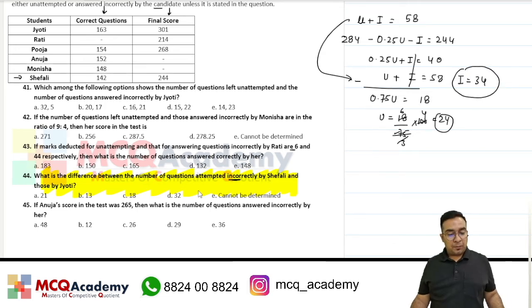ज्योति के लिए नंबर हम लोग पहले ही कैलकुलेट कर चुके हैं. दिस वाज इक्वल टू 21. ज्योति के केस में दिस वाज इक्वल टू 21. सो द डिफरेंस बिटवीन द नंबर ऑफ क्वेश्चंस मार्क्ड इनकरेक्टली बाय शेफाली एंड ज्योति इज इक्वल टू 13, एंड देयरफॉर यू विल मार्क B as the answer to this question.